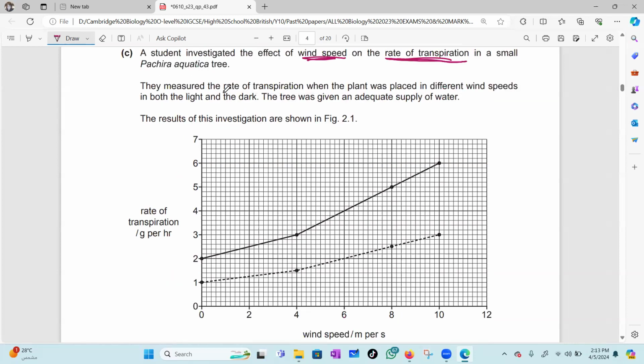They measured the rate of transpiration when the plant was placed in different wind speeds in both light and dark. And the tree was given an adequate supply of water. So the water is not a limiting factor. I am giving it enough water. The results of this investigation are shown in figure 2.1.